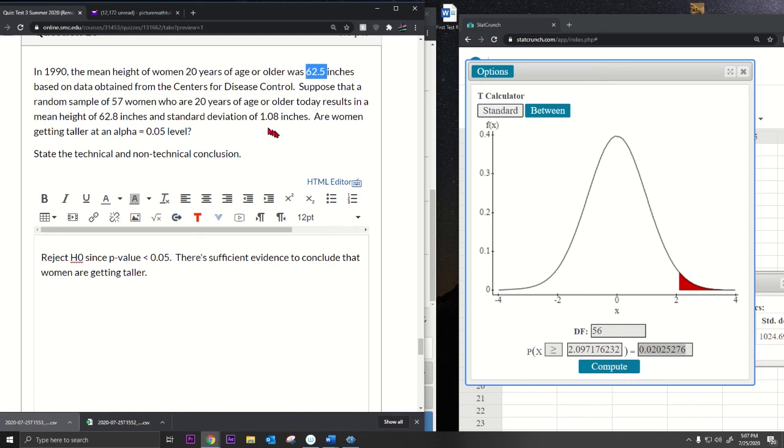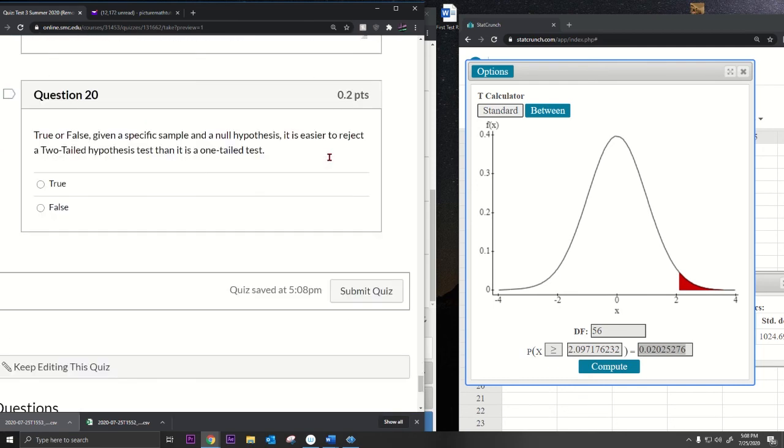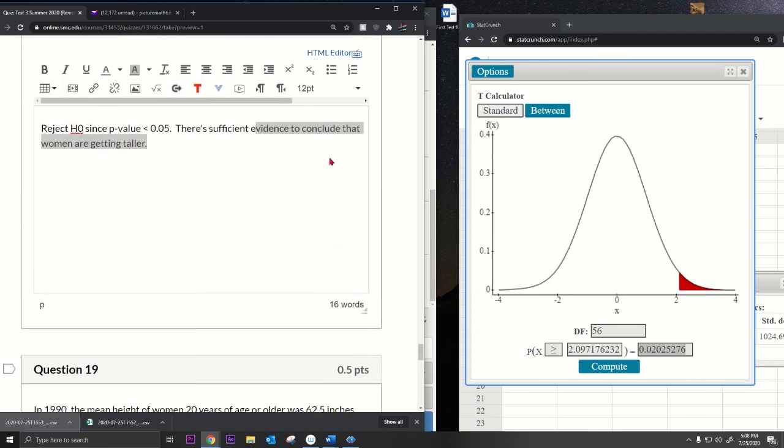So sorry if I lost some people there, but just because these two numbers are really close to each other doesn't mean that there hasn't been a big increase, because in this case there has been a big increase. Women are getting taller. It may not be practical significance, but it's statistical significance. You may be like, well, it's not too practical that women didn't get that much taller. But anyways, 19 and 20, almost done.